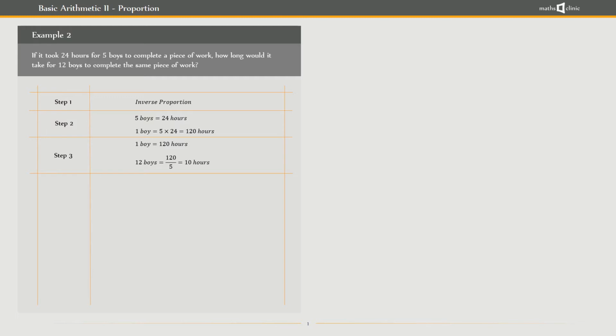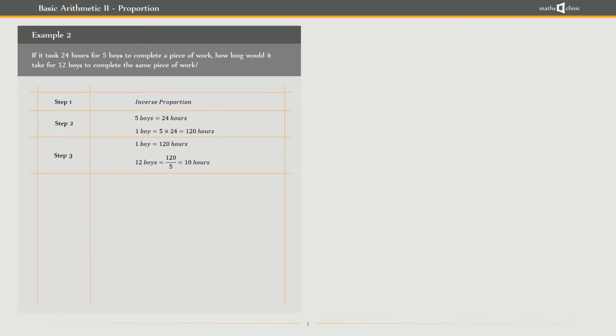Okay, now when we're dealing with direct proportion, we divided then multiplied. Now we're doing inverse proportion, we multiplied then we divided. So it's very important that at every point when you're working, your answers make sense. Because you won't go ahead and say one boy would do it in 24 divided by 5, which would be a lot less time, and it doesn't make any sense.